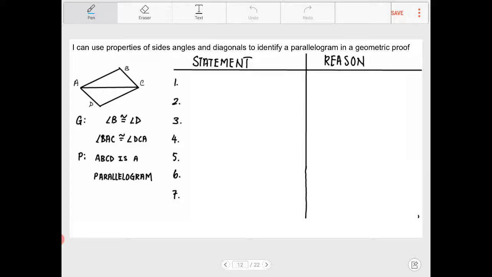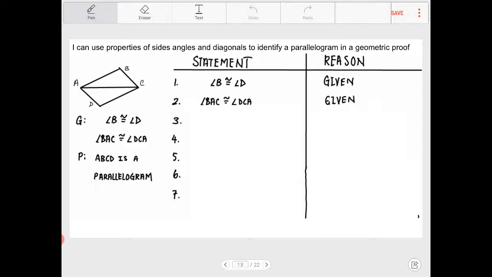Let's take a look at another example. Again, I encourage you to pause the video and try this on your own. So hopefully you guys had some time to think about this. What we have here is angle B is congruent to angle D, and then angle BAC is congruent to angle DCA. What we want to do is go through and prove why ABCD is in fact a parallelogram. Let's go through and try this.